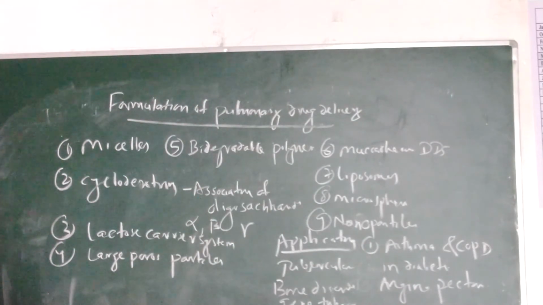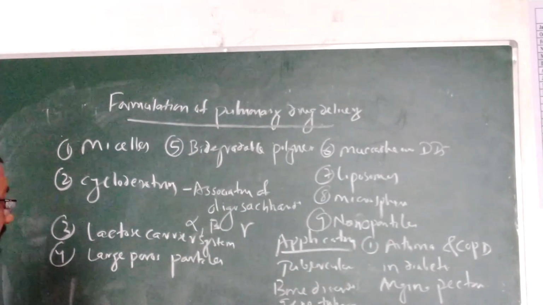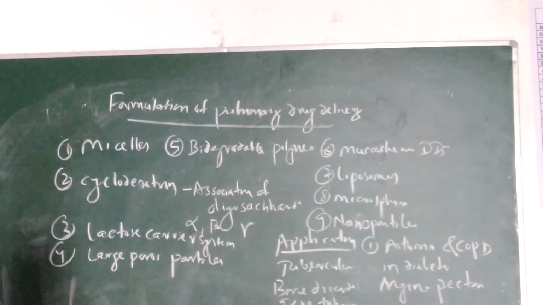Now coming to applications. So nowadays it is used in applications for so many diseases. The first one is asthma and COPD. COPD means chronic obstructive pulmonary disease. So particularly this pulmonary route is preferable for asthma and chronic obstructive pulmonary disease, as it will give a local effect there as well as a systemic effect.